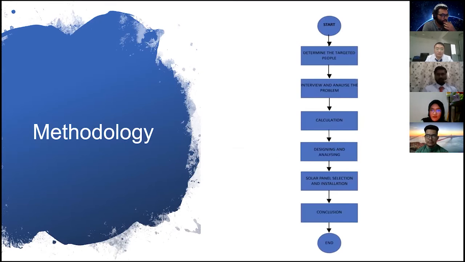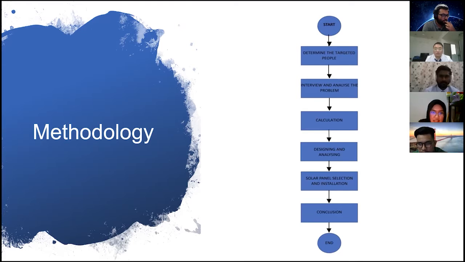Next, the methodology. For the methodology, as we can see, the first one is to determine the targeted people. This is where the teammates will find the targeted people that face power supply problems or people who want to find alternative ways to gain power supply efficiently, in order to find a solution to mitigate their problems by using a PV system, aside from reducing pollution in Malaysia.